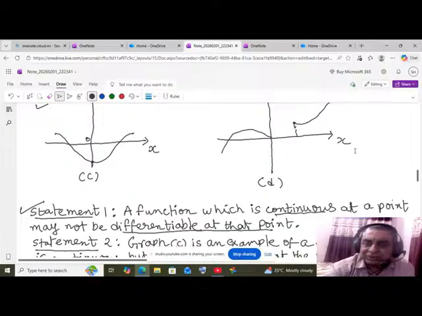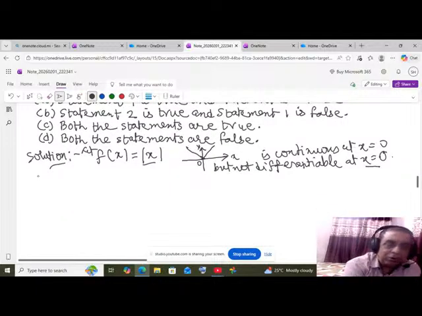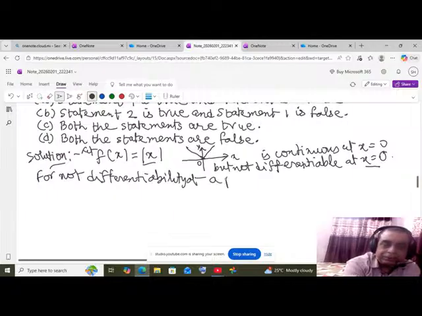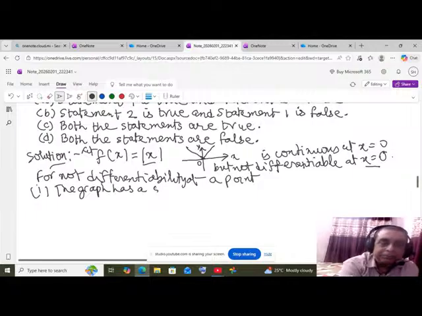Now, what is the condition for non-differentiability at a point? The condition is that the graph should have a sharp turning at that point.